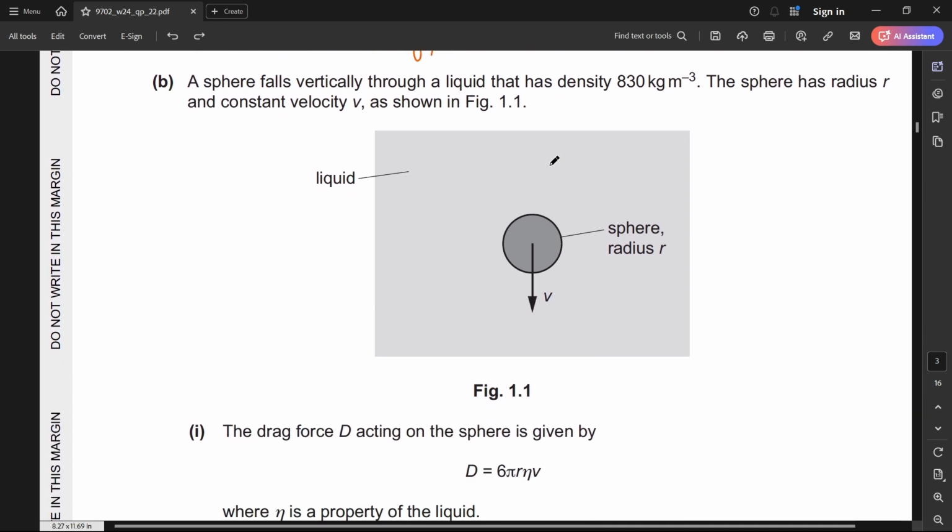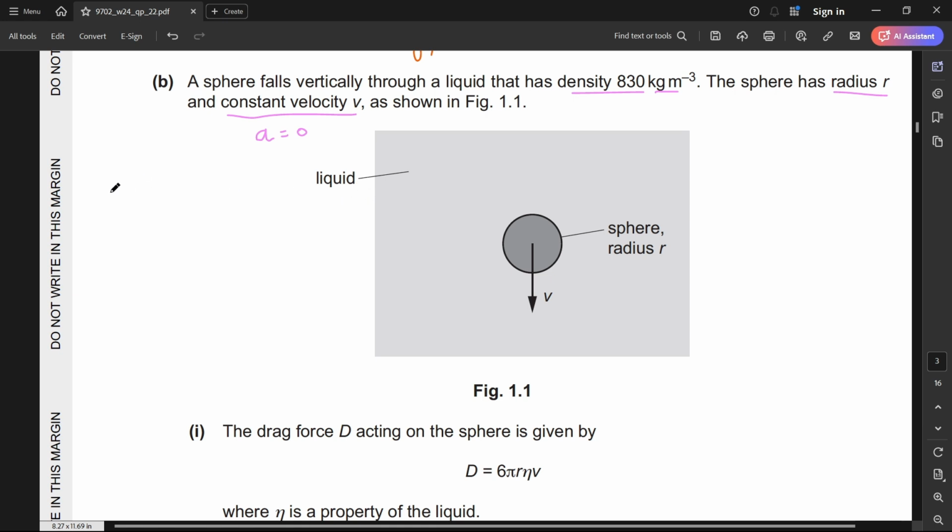Now part B. A sphere falls vertically through a liquid that has a density of 830 kilograms per meter cube. The sphere has a radius of r and a constant velocity v. Because this sphere is falling down in this liquid at a constant velocity, the acceleration will be equal to 0. There is no acceleration because it is moving at a constant velocity.